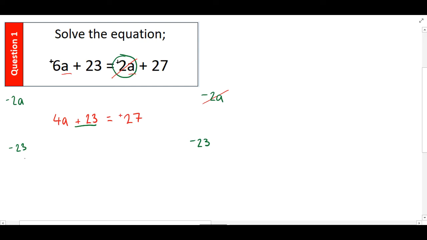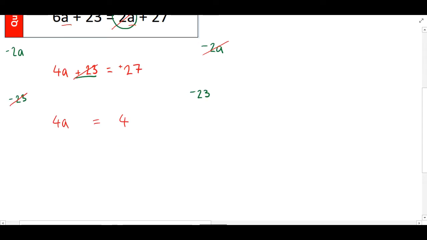A lot of people might make the mistake of trying to do 4 take away 23 here, but you can't do that because this is a 4a, not just a 4. So on the left hand side, I've still got 4a. That plus 23 and that minus 23 will cancel each other out and make 0. And on the right hand side of the equation, I've got positive 27 and I'm taking away 23. So that leaves me with 4.